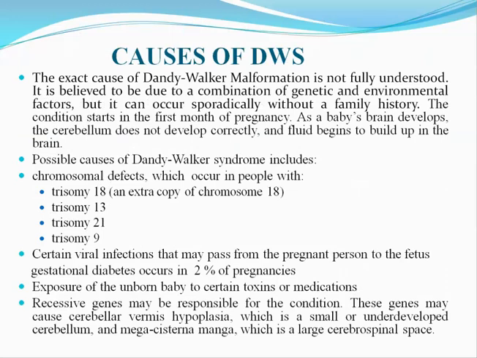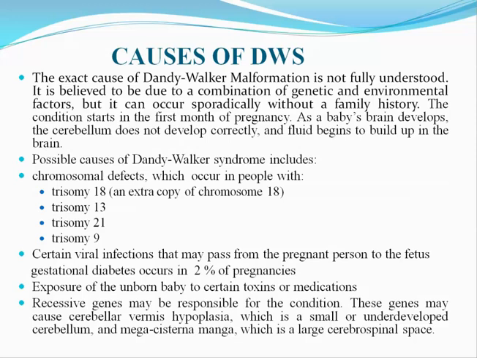So, what are the causes of Dandy-Walker syndrome? The exact cause of Dandy-Walker malformation is not fully understood and has not been clearly discovered. However, it can occur sporadically without a family history. The condition starts in the first month of pregnancy. As the baby's brain develops, the cerebellum does not develop correctly and fluid begins to build up in the brain.